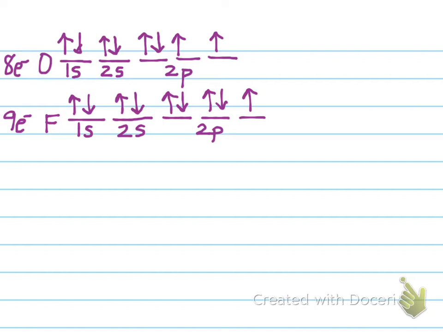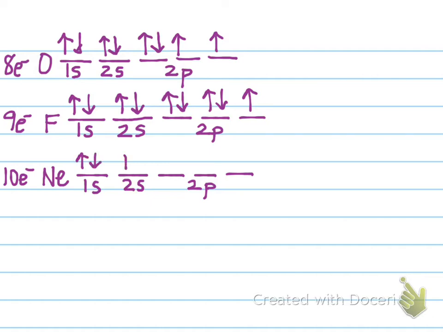All right, we're going to do 3 more total. So next we're going to look at neon. And neon has atomic number 10, so it has 10 electrons. It's still in that second p block, so I'm still going to start with my 1s. Next I come to my 2s, and then I come to my 2p with the 3 different orbitals. 1, 2, 3, 4, 5, 6, 7, 8, 9, 10.